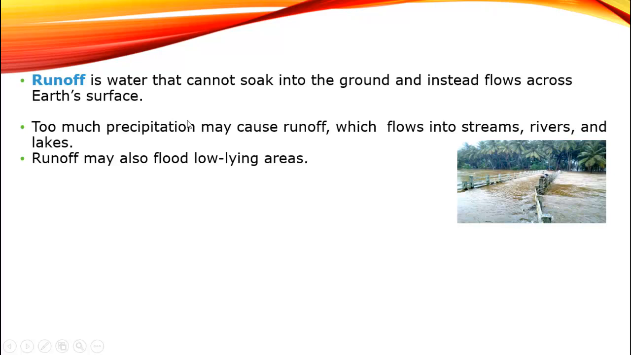And we have some water that goes back to the ocean again. This is called runoff. Runoff is water that cannot soak into the ground and instead flows across the earth's surface. Too much precipitation may cause runoff, which flows into streams, rivers, lakes, and oceans.